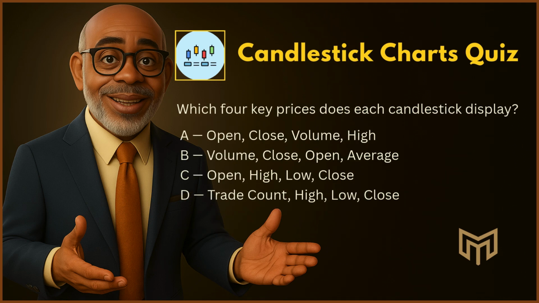Question 6. Which 4 key prices does each candlestick display? Is it A, open, close, volume, high? B, volume, close, open, average? C, open, high, low, close? Or D, trade count, high, low, close? Take the next 10 seconds to choose your answer.